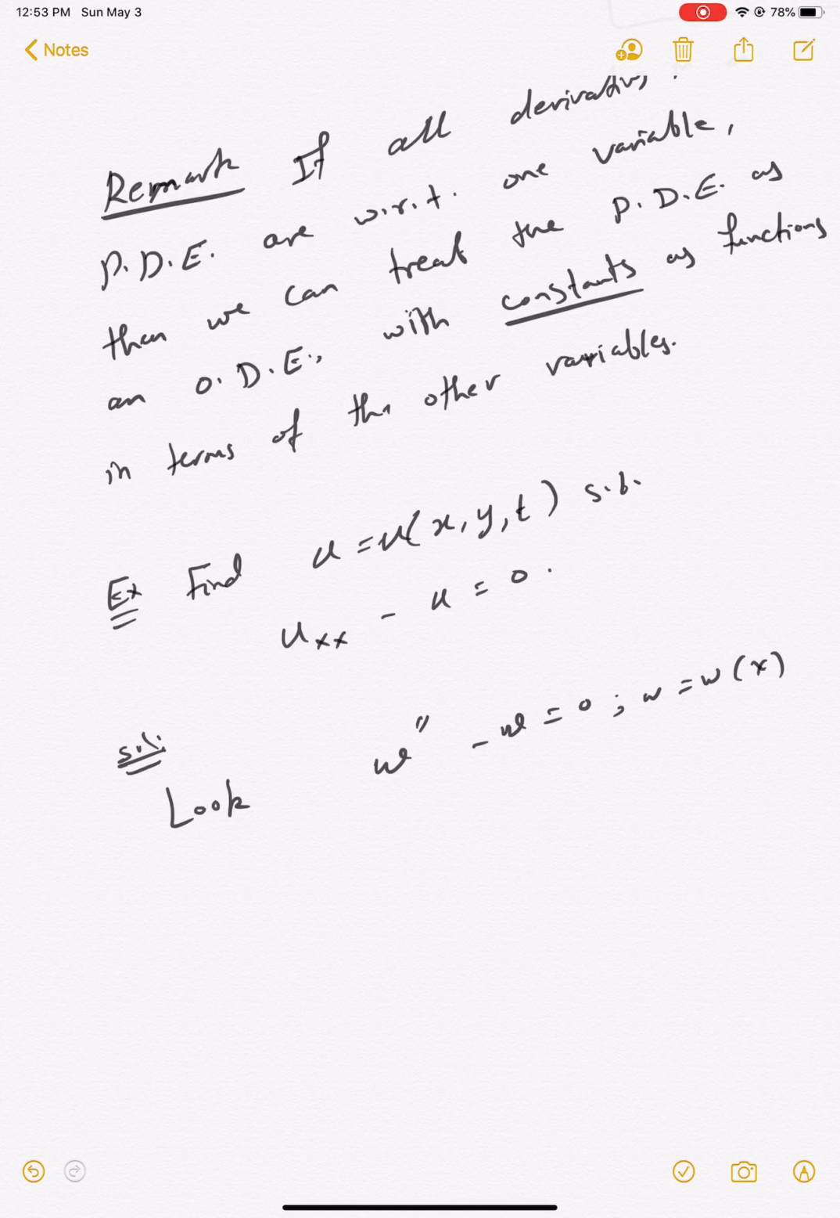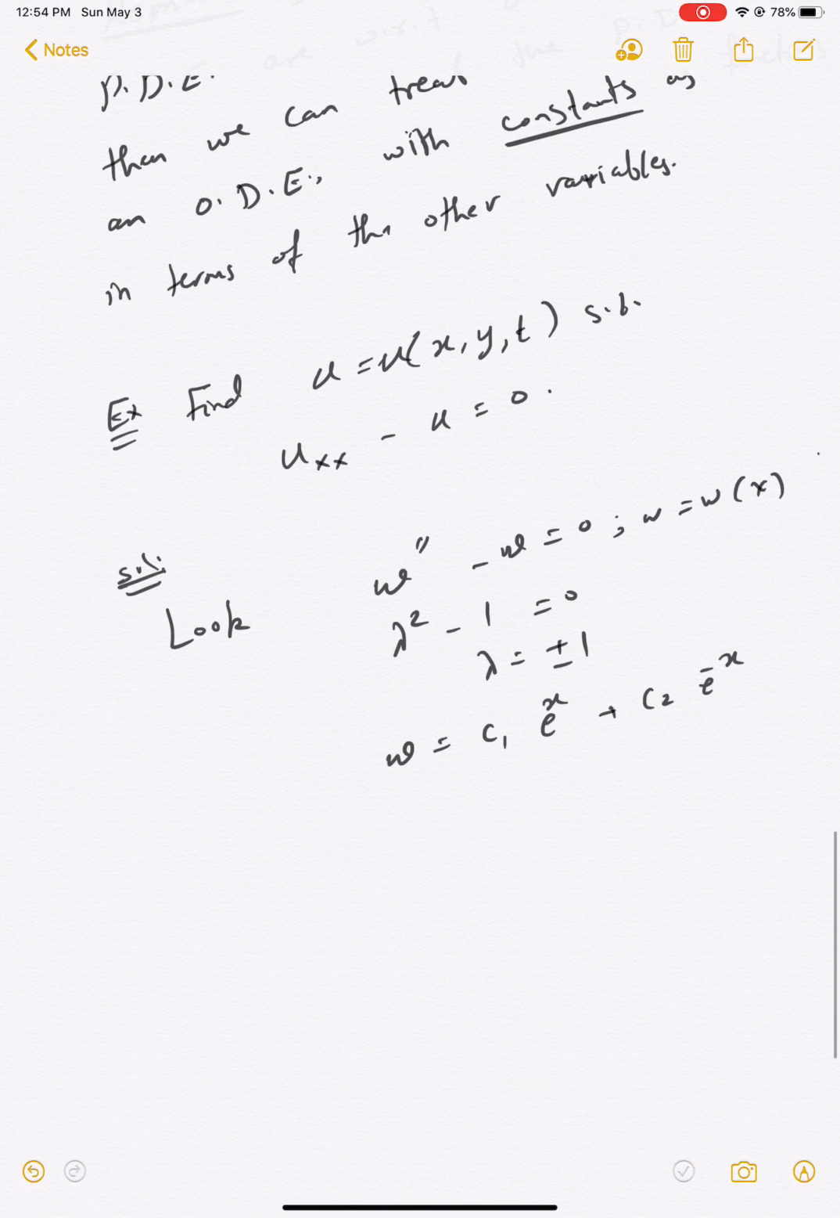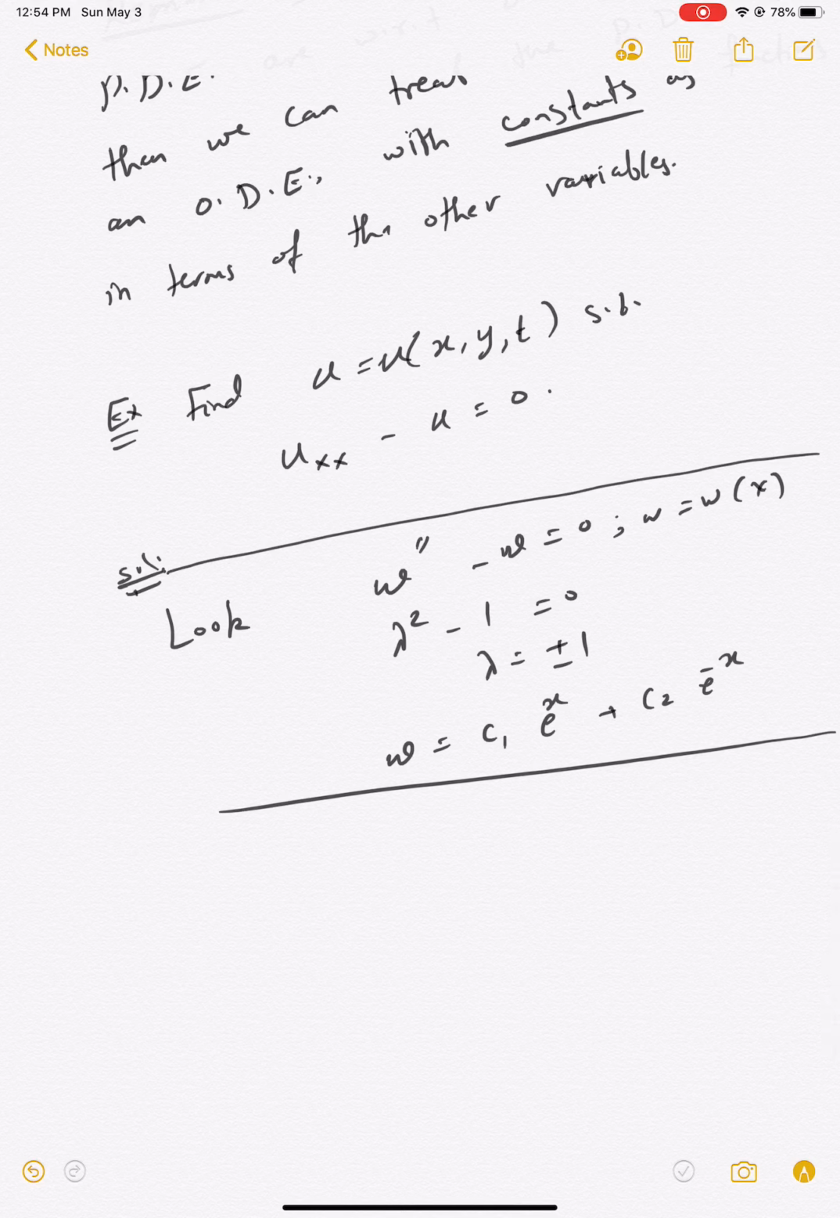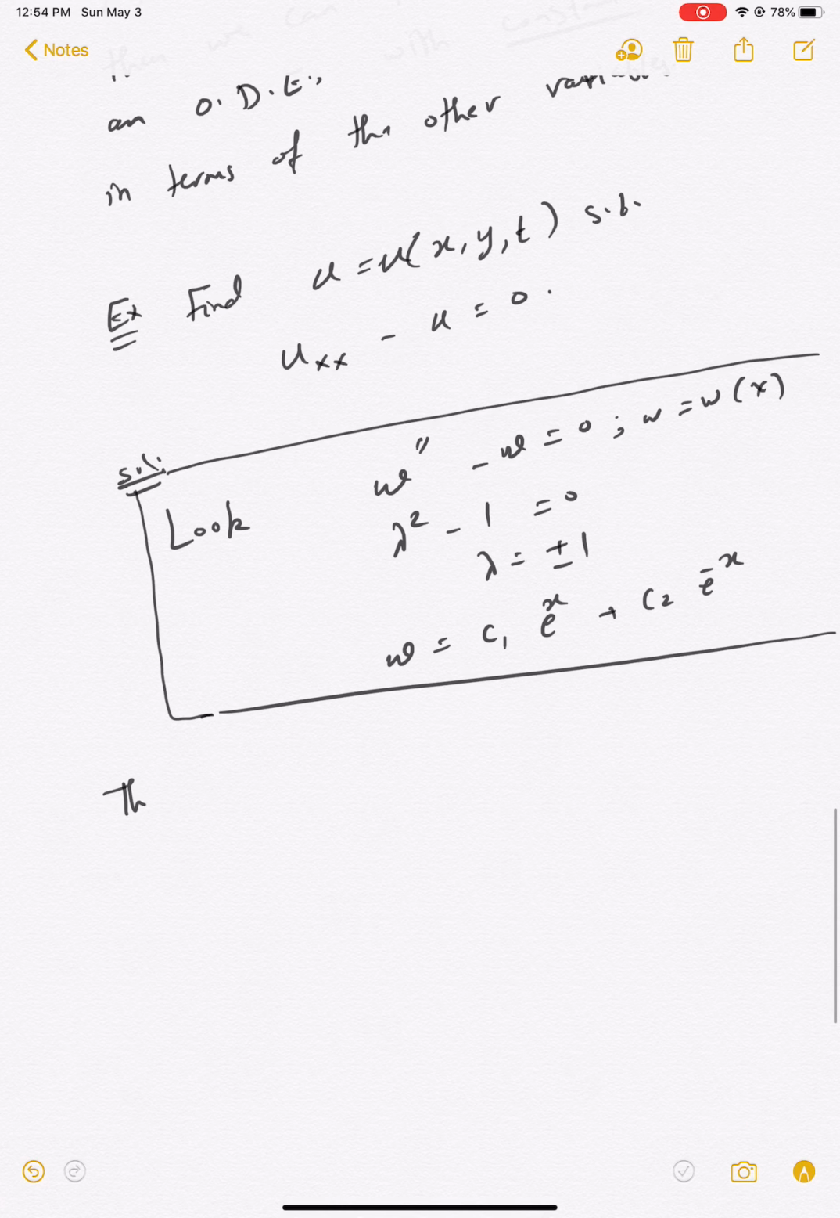In this case, this is with constant coefficients again. It has a characteristic equation. So lambda is plus or minus 1, and w is a constant times e to the x plus another constant times e to the minus x. Fine? After doing this, for me, this is just a side step. I do this as an intermediate step to write my solution. Then, what is my solution u? The u has to be a function of x, y, t.